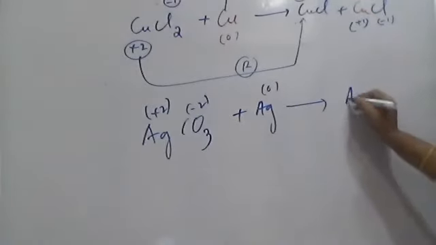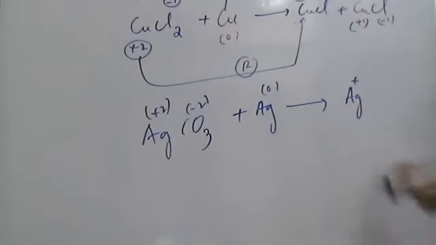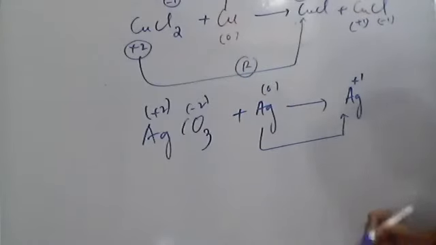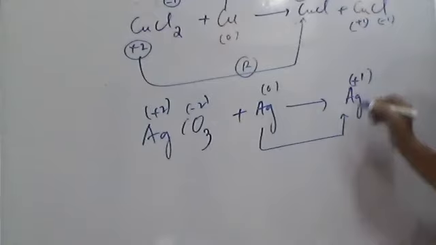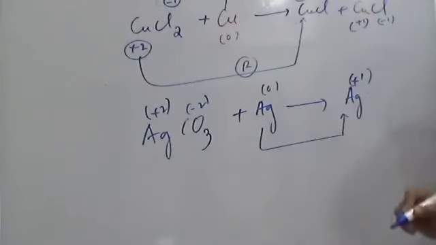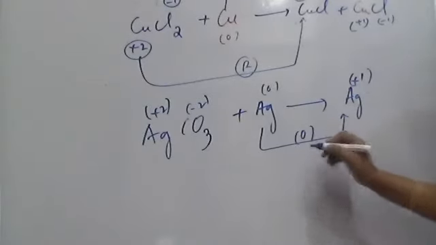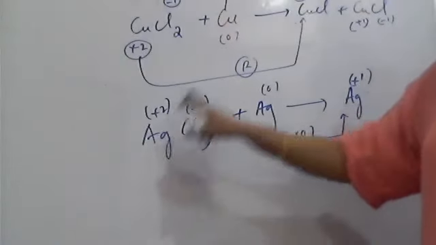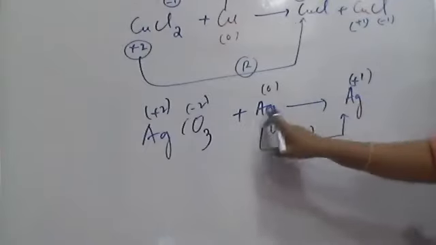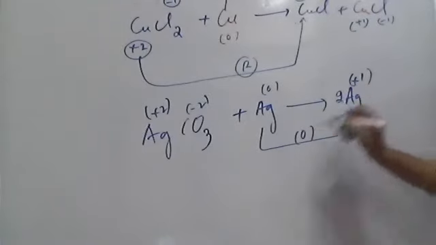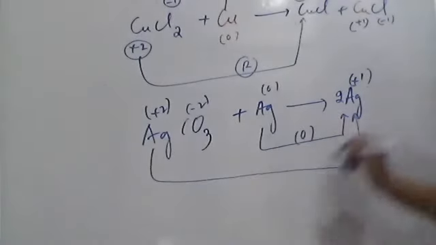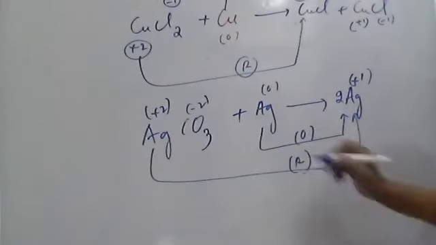Here you will get Ag +1. This Ag 0 changed to Ag +1. What is this? 0 to +1. Increased or decreased? Increase in oxidation state by loss of electron, oxidation. Then here this Ag +2 also changes to Ag +1. This is coming from Ag +2, but this +2 changes to +1 by gain of electron.